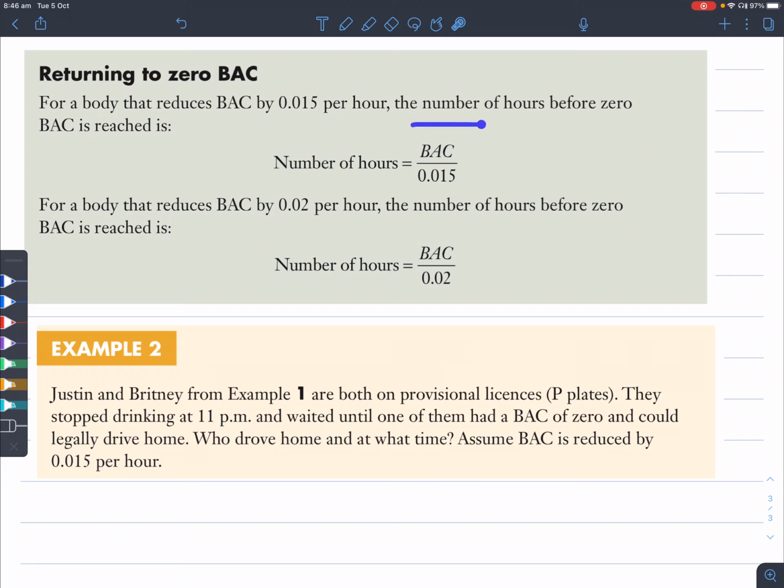So the number of hours before 0 BAC is reached is number of hours equals BAC over 0.015. And notice how this is basically the reduction per hour. Okay, for a body that reduces BAC by 0.02 per hour, the number of hours before 0 reached is BAC over 0.02. So in this case, this depends on the person's body, but mainly what we use is this. Okay, that's our formula we're going to use.